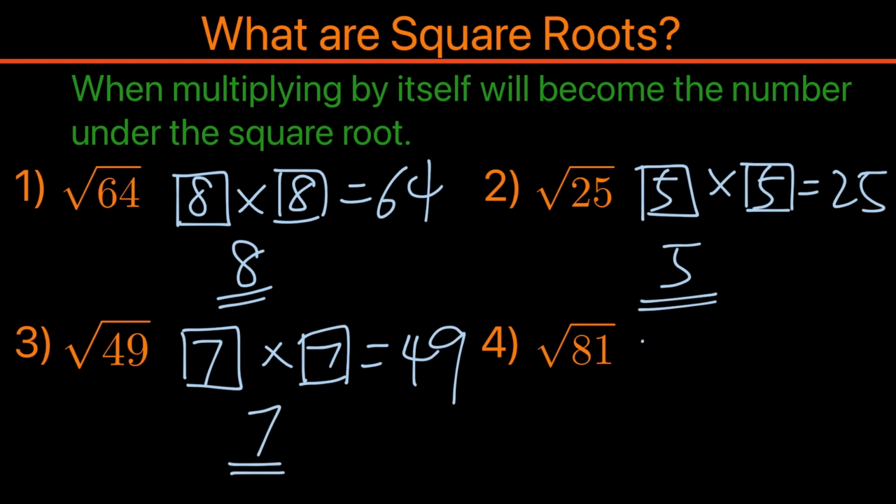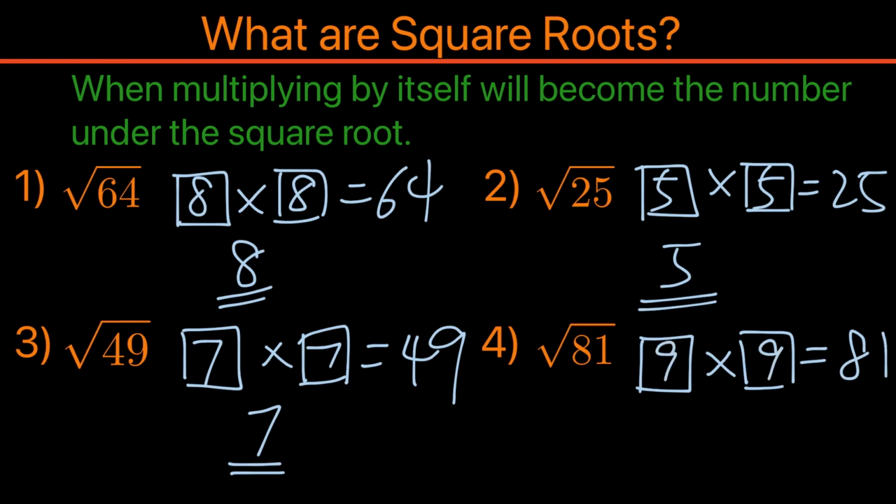And lastly, we have square root of 81. And we can tell that 9 would be the answer to that. So the answer of square root of 81 is 9. So these 4 are examples of how you would find square roots.